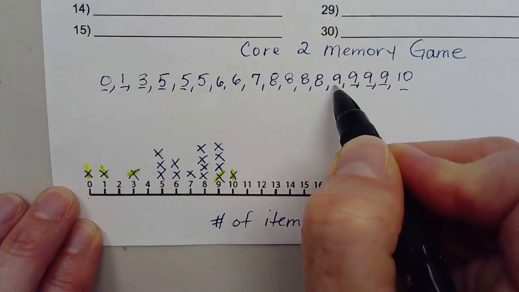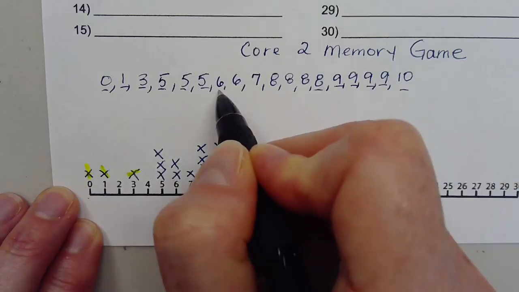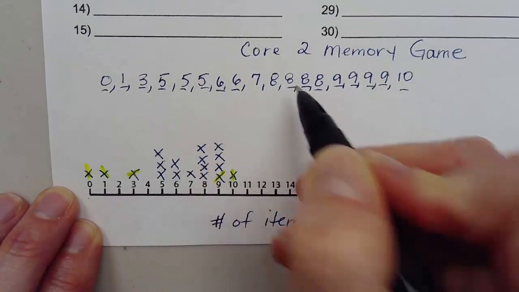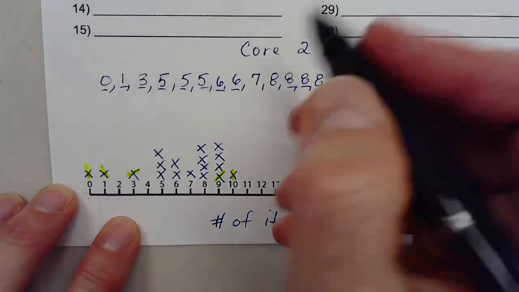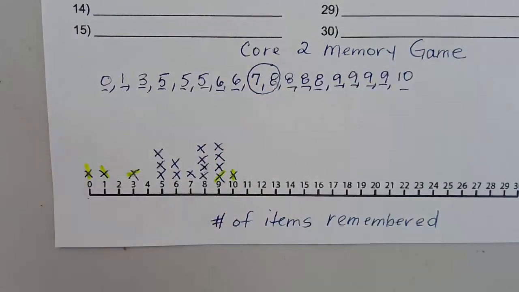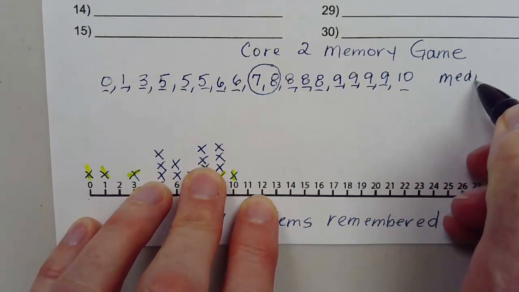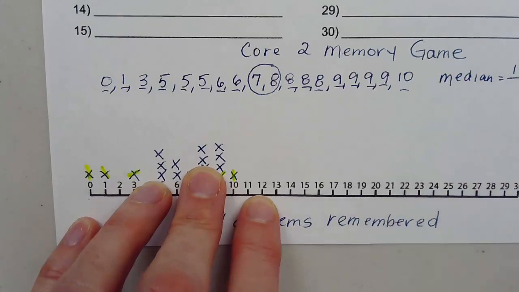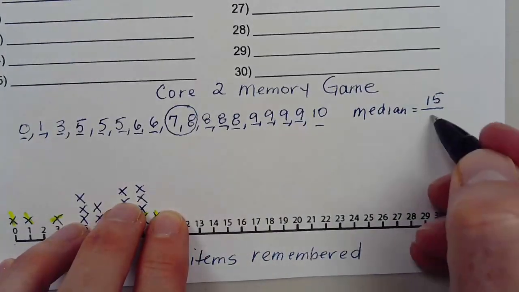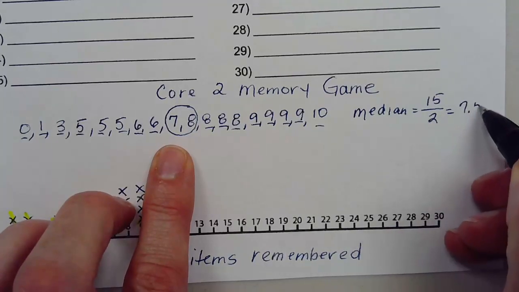Say it again. What's in the middle? 7 and 8. Oh, so we've got these 2 in the middle. So what's my median? 7 and 8? You can have 2 medians? What do we do when we have 2 in the middle? Add them together and divide by 2. So if I add 7 and 8, what do I get? 15. All right, so median is 15 divided by 2 equals 7 and 5/10, 7.5.